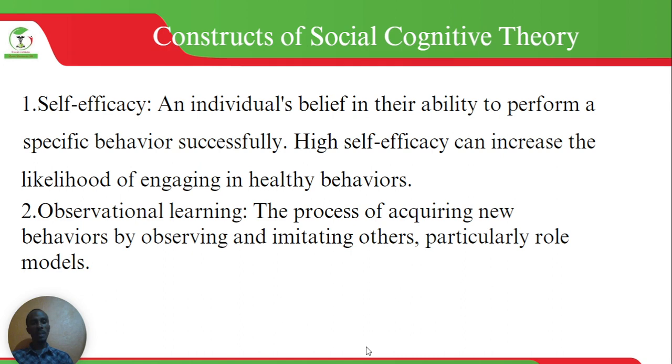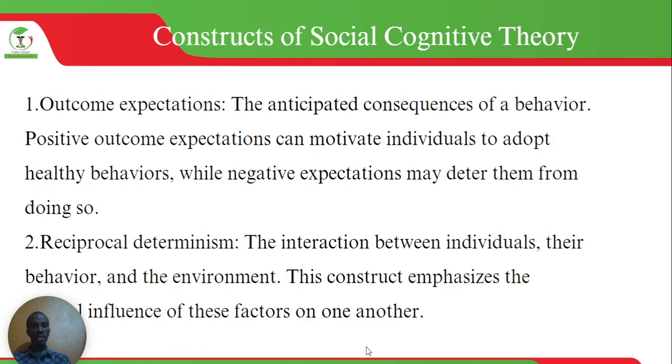Then the other construct of this SCT or the social cognitive theory is outcome expectations. And here we are looking at the anticipated consequences or effects of that behavior. So positive outcome expectations can motivate individuals to adopt healthy behaviors, while negative expectations may deter them from doing so. So you imagine if you're promoting cessation of or stopping of smoking.